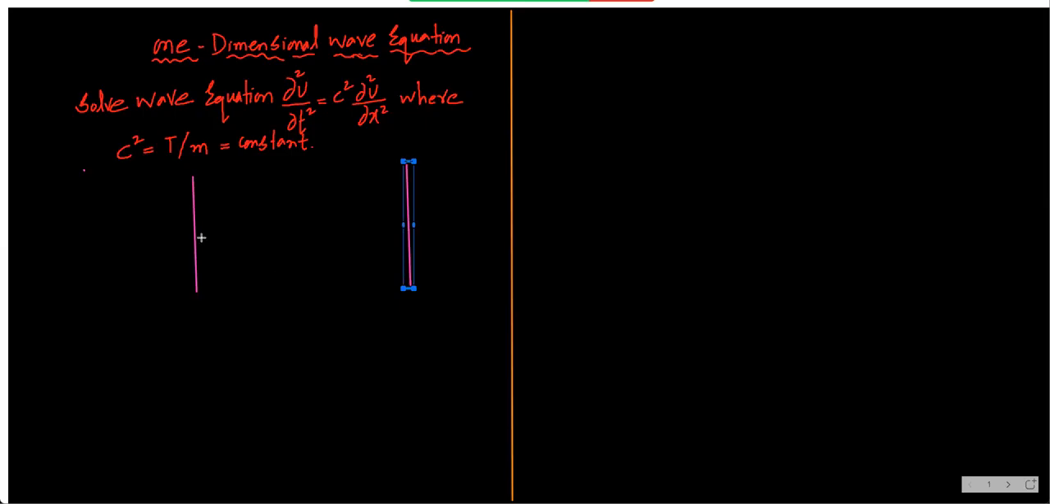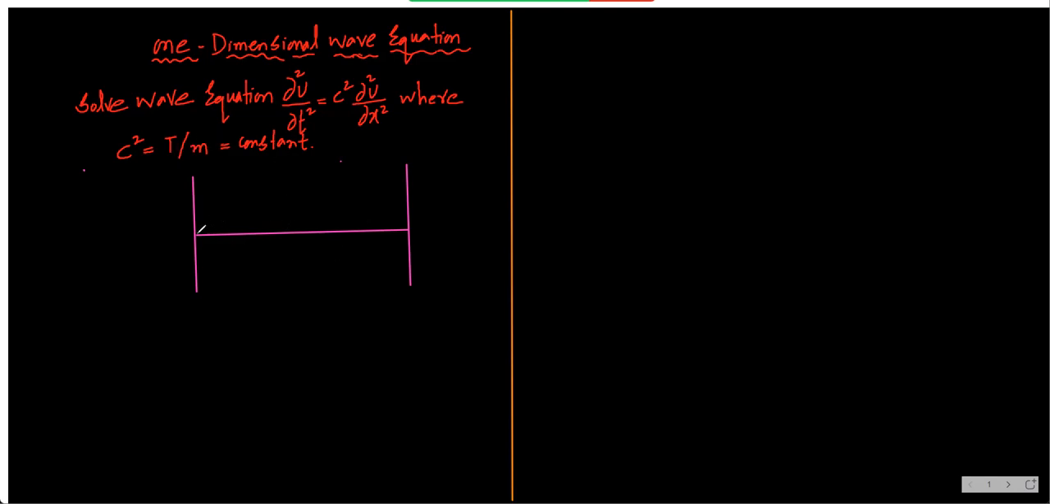Today we are going to discuss the one-dimensional wave equation. For this one, just assume that we have taken a string and it is fixed from these two endpoints. This is called the wave equation. This is the standard formula for the wave equation: ∂²u/∂t² = c² ∂²u/∂x², where c² is a constant, any constant here.